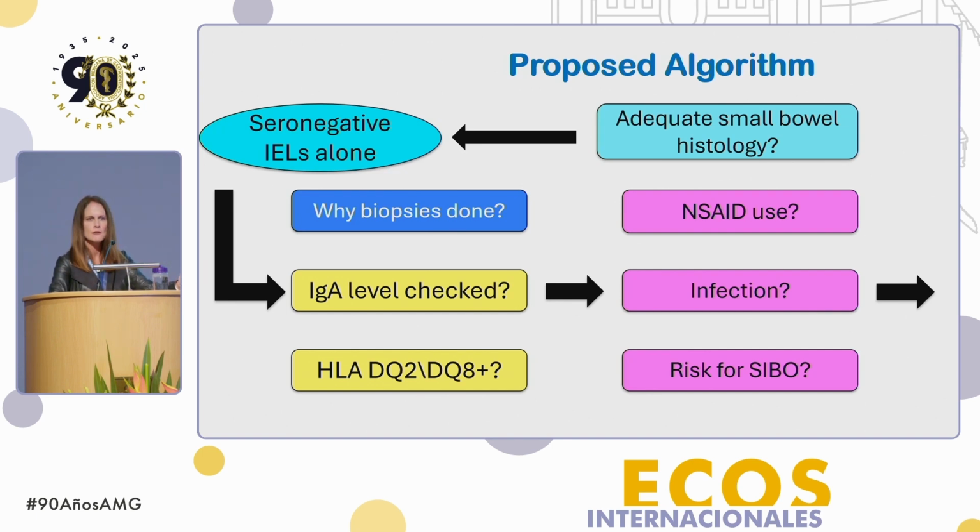But then I ask myself, why were biopsies of the small bowel done in the first place? What were the clinical features? Why was that performed? I will make sure they have an IgA level performed to make sure that they truly are seronegative and that they don't have an IgA deficiency. I will think about checking their HLA DQ2 or DQ8 positivity to see if they have that genetic propensity towards celiac disease. I'll then check whether they use ibuprofen, Advil, Aleve, or any non-steroidal. Do they have H. pylori infection or other GI infection? And do they have any risk factor for bacterial overgrowth?